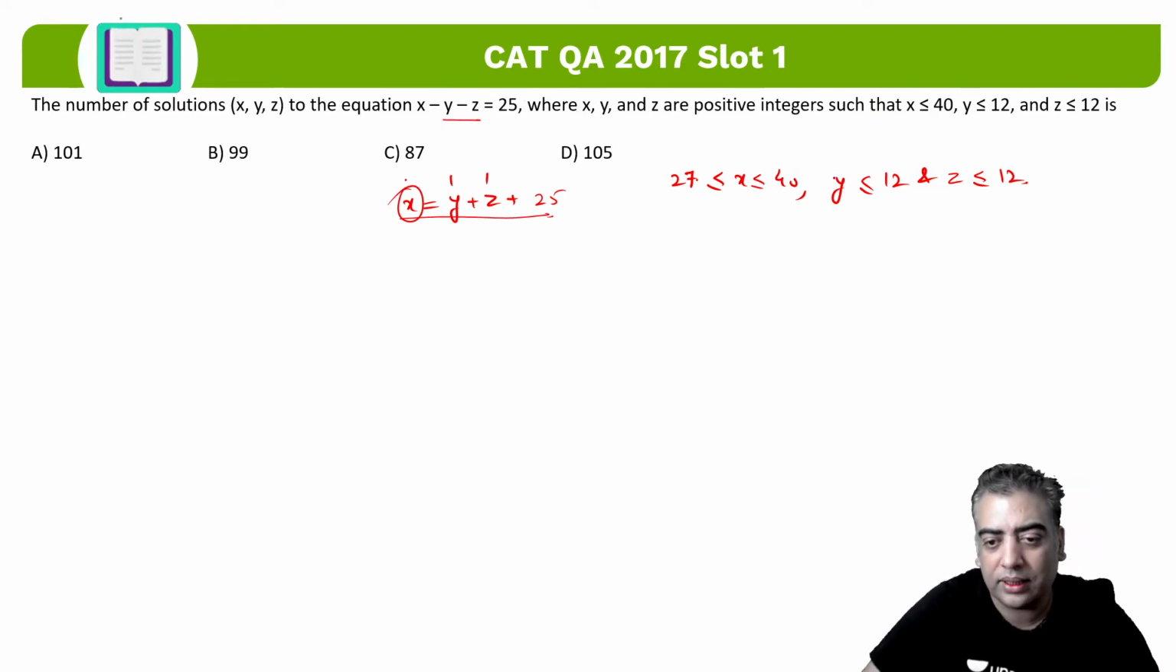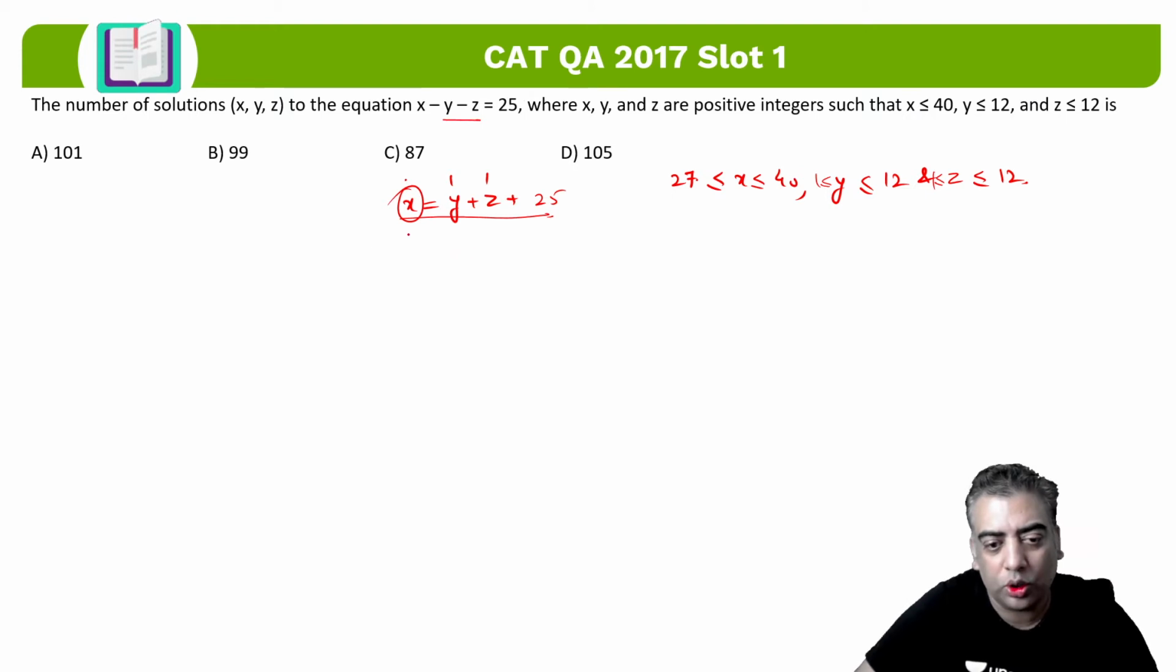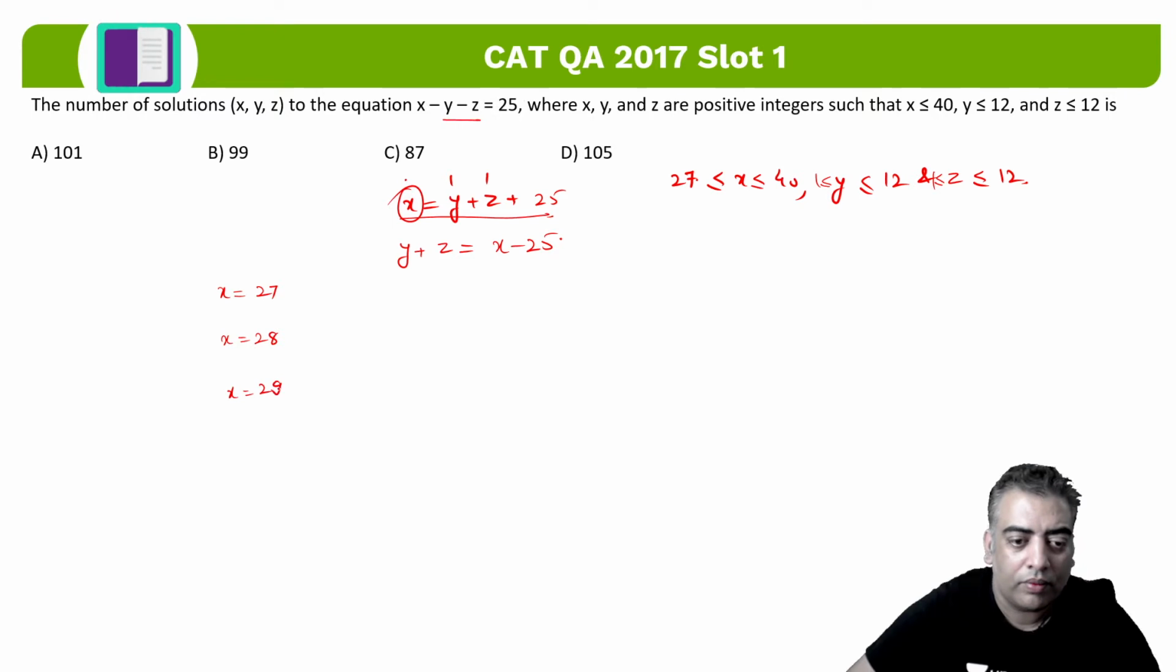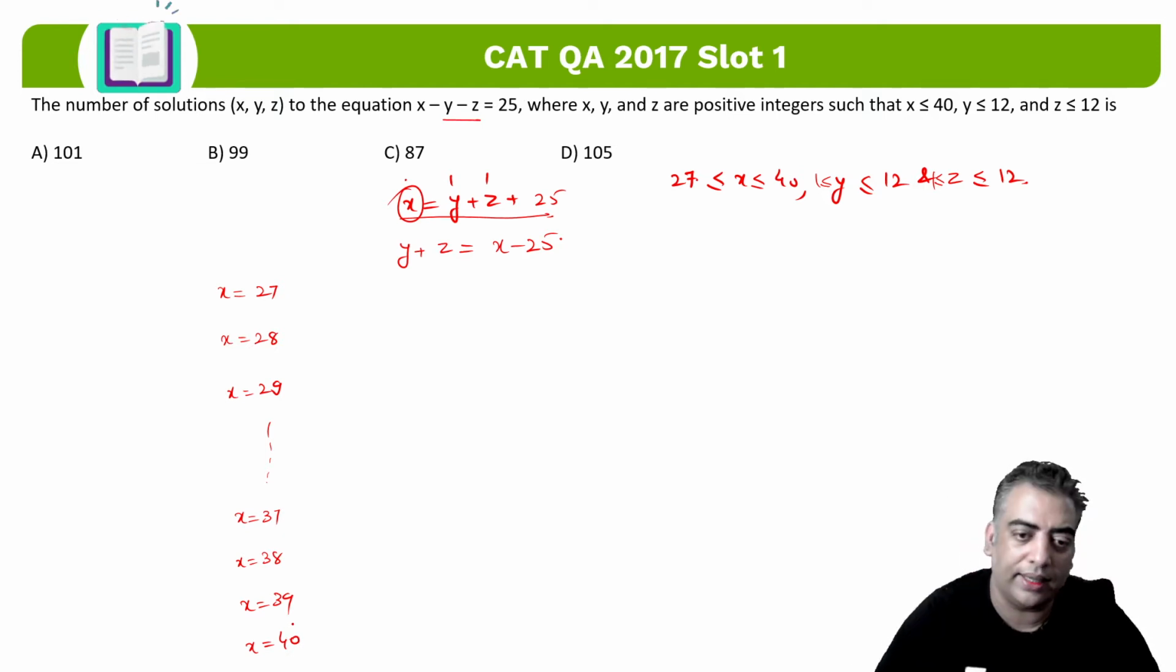And we all know for y and z, now they will be greater than equal to 1 and will be less than equal to 12. So it's better to start assuming the values of x for studying cases. So y plus z will be equivalent to x minus 25 now, right? So the least value of x is 27. It can be 28, it can be 29, and will go up to 40. So we need to observe how many solutions are possible in each case.